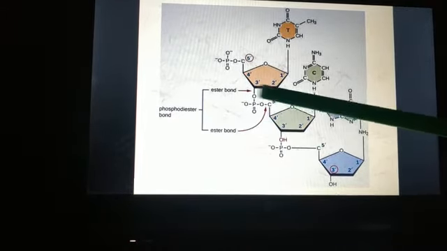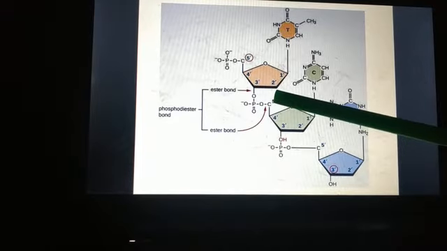So the bond present between these two is the phosphodiester bond. Here you can see the 5' carbon, the fifth carbon, and here the third carbon. Together they are bound to form the phosphodiester bond. So the phosphodiester bond is formed between the 5' carbon and the 3' carbon of another nucleotide.